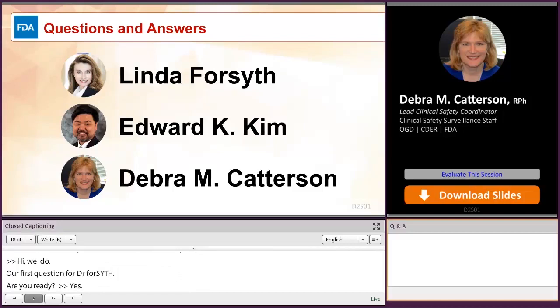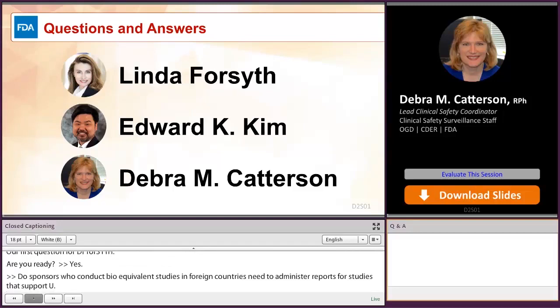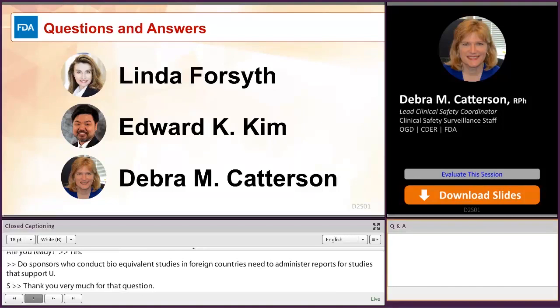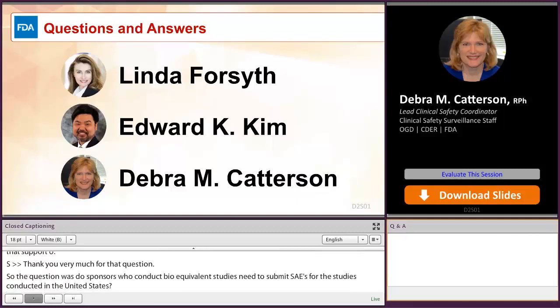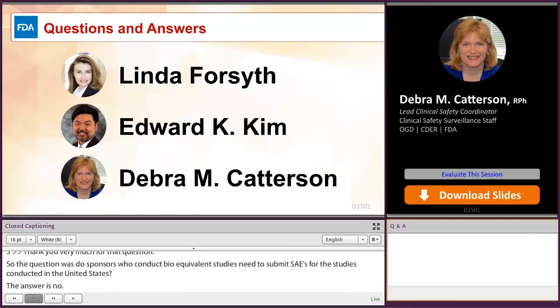Well, thank you very much for that question. So the question was do sponsors who conduct bioequivalence studies need to submit SAEs if the studies are conducted outside the United States? So the answer is no. Sponsors that conduct studies overseas do not need to submit SAEs to the FDA. They can, but they don't have to.